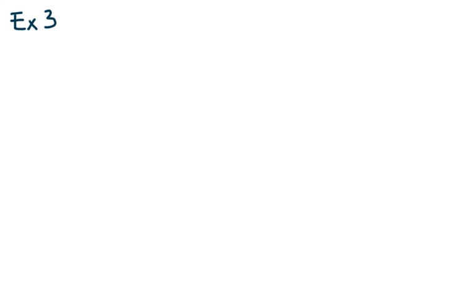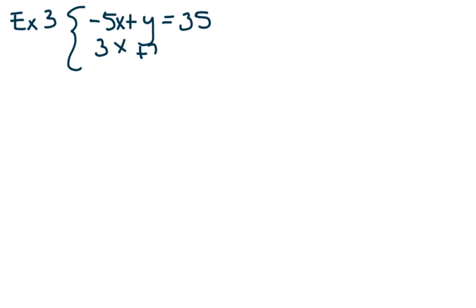Example 3 is negative 5x plus y equals 35, and 3x plus 2y equals negative 21. So we have to eliminate one of the variables.